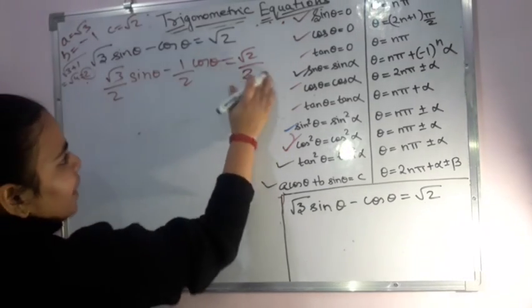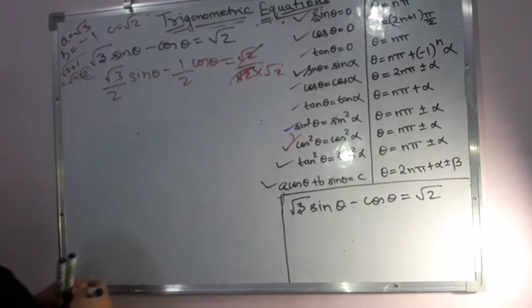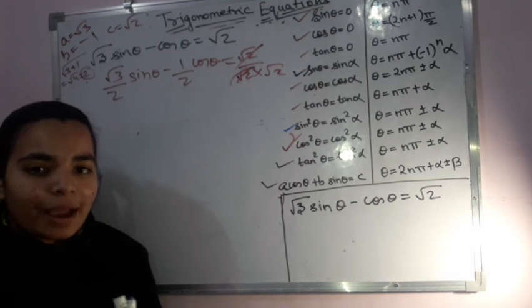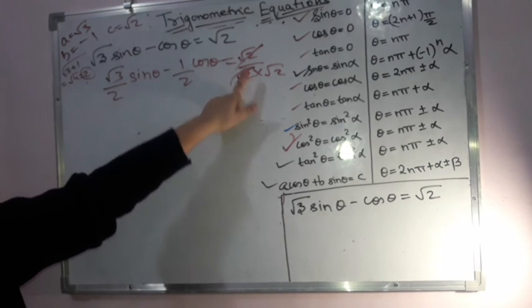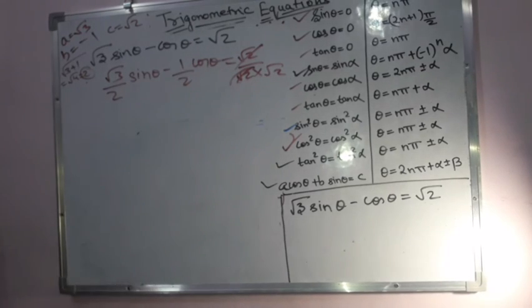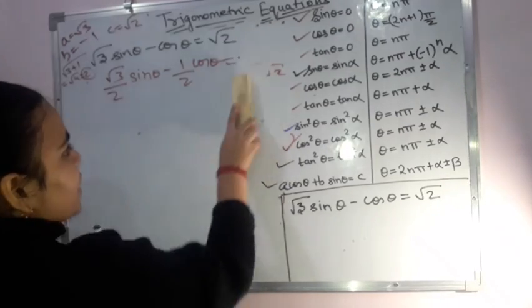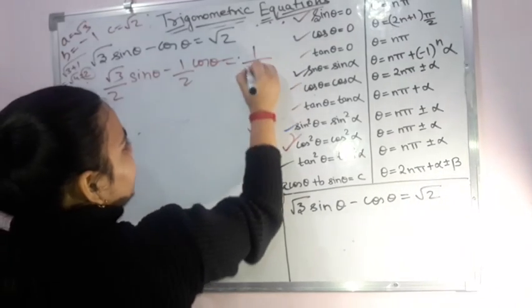Now this 2, can I write it as root 2 into root 2? Because I know that I cannot have the cos theta and sin theta value as 2, since they lie between minus 1 and 1. But if I just write it as root 2 and root 2, then I can have 1 by root 2 over here, which definitely is a valid value. So I will be writing this directly as 1 by root 2 over here. So it is 1 by root 2.